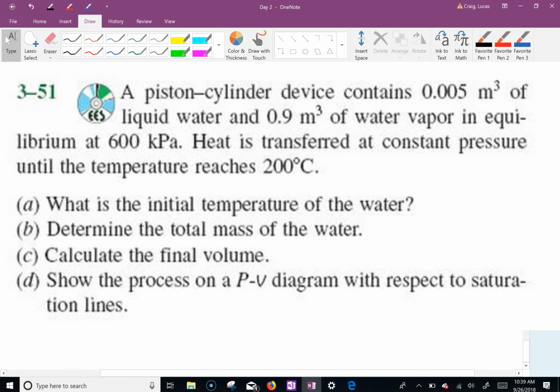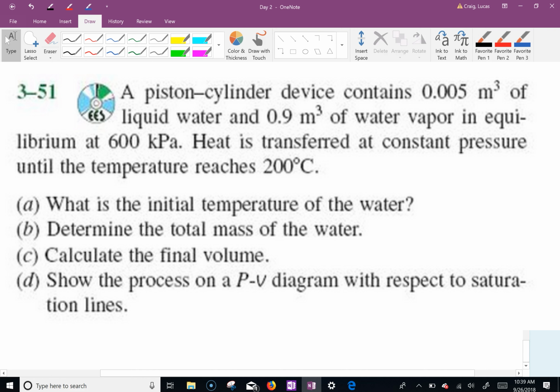All right, so the piston cylinder device contains 0.005 meter cubed of liquid water and 0.9 meter cubed of water vapor in equilibrium at 600 kilopascals. Heat is transferred at constant pressure until the temperature reaches 200 degrees C.